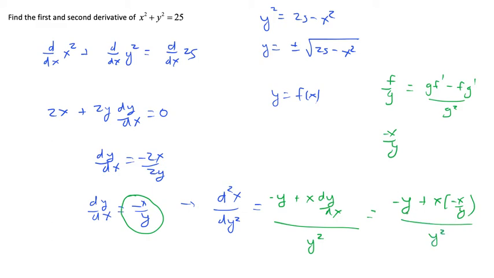We'll do a little bit of simplification here. I'll cancel these out. So I get negative 1 over y, in this case, negative x squared over y cubed. And this should be my second derivative.